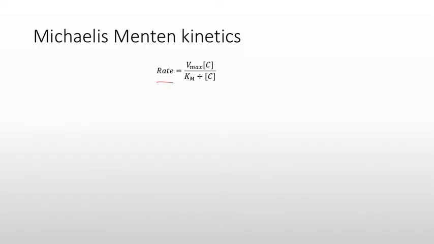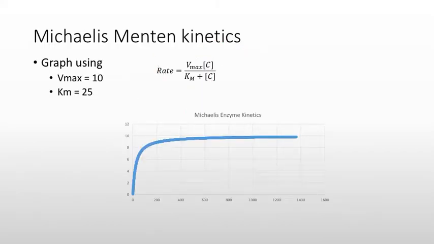The equation is that the rate is equal to the maximum rate. So really we would say V, meaning the velocity of the reaction, but the velocity of the reaction is the rate. So the velocity of the reaction, or the rate, is equal to the maximum the rate could be times the substrate concentration divided by the Michaelis-Menten constant plus the substrate concentration. So I went ahead and made a graph for you. I did this in Excel, and I set the Vmax equal to 10, and I set the Km equal to 25, and I took the concentration all the way out to about 1400.